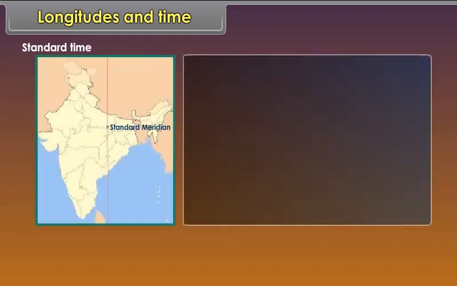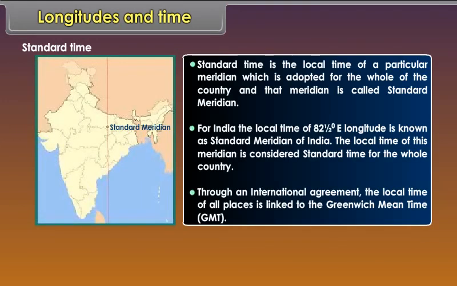Standard time. Standard time is the local time of a particular meridian which is adopted for the whole of the country, and that meridian is called standard meridian. For India, the local time of 82.5 degree east longitude is known as standard meridian of India. The local time of this meridian is considered standard time for the whole country. Through an international agreement, the local time of all the places is linked to the Greenwich Mean Time, GMT.